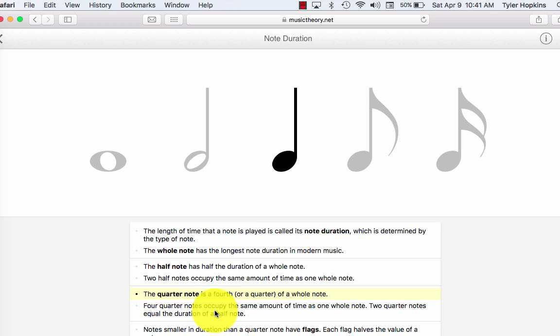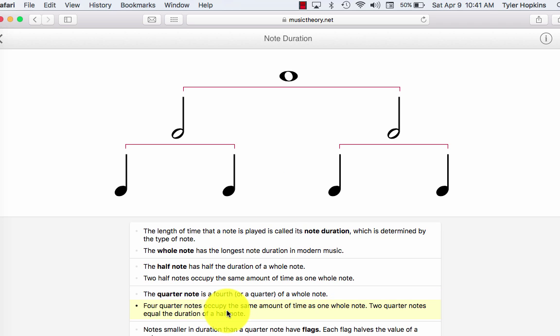The quarter note is a fourth, or a quarter, of a whole note. So we have 4 beats, 2 beats, and 1 beat. So 4 quarter notes occupy the same amount of time as 1 whole note. 2 quarter notes equal the same duration as a half note. So we have 4 counts, 2 counts, 1 count.